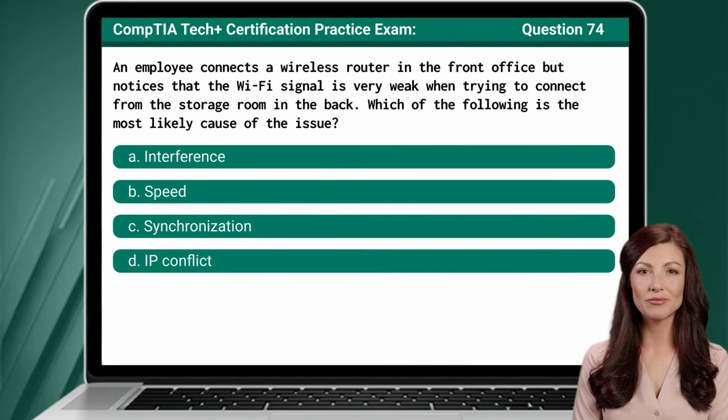Question 74. An employee connects a wireless router in the front office but notices that the Wi-Fi signal is very weak when trying to connect from the storage room in the back. Which of the following is the most likely cause of the issue?